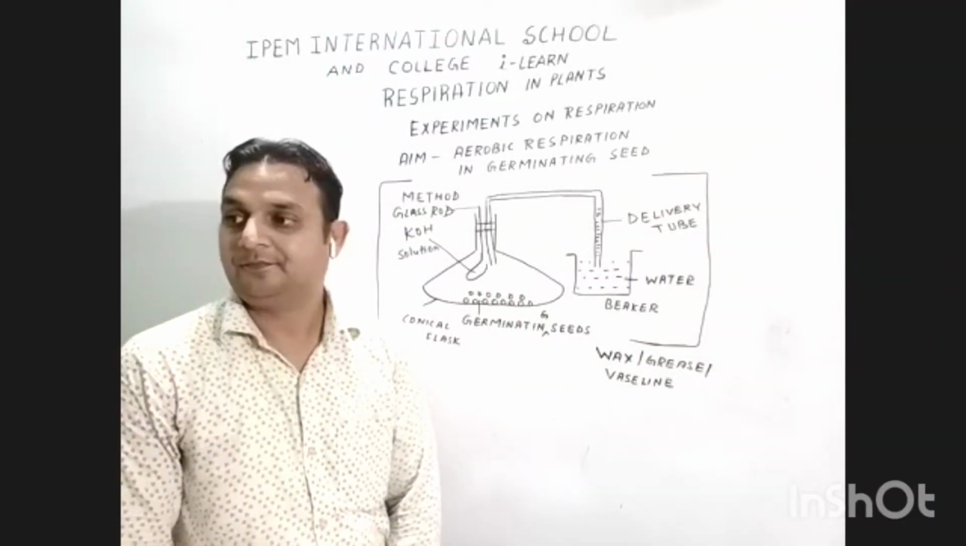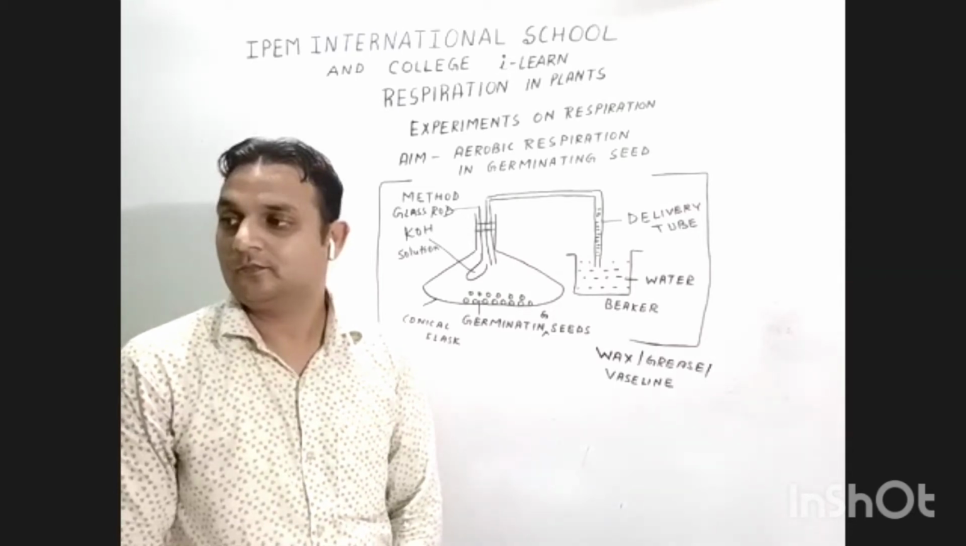Unmute yourself. Yes, sir. The germinating seeds will produce carbon dioxide. The soda lime will absorb carbon dioxide, and therefore there will be a gap. I mean, there will be no air. Therefore, a kind of vacuum will be created, and the water will rise, taking the level.